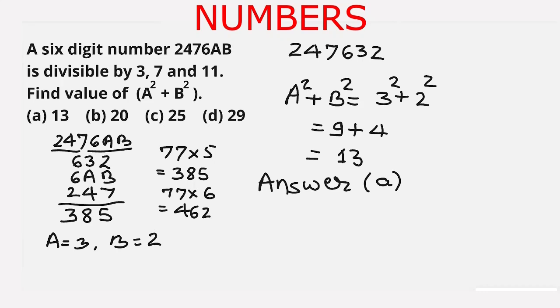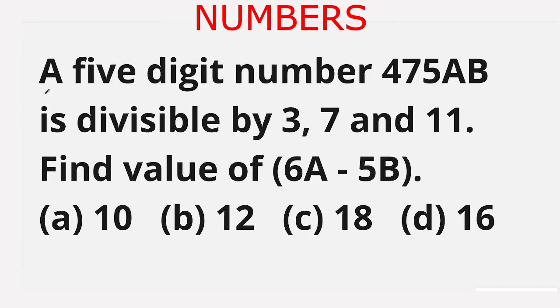I hope you have understood the method of solving such type of question. We go to the next question. Our question is a 5-digit number 475AB is divisible by 3, 7 and 11. Find value of 6A minus 5B. The given options are option A 10, option B 12, option C 18, option D 16.